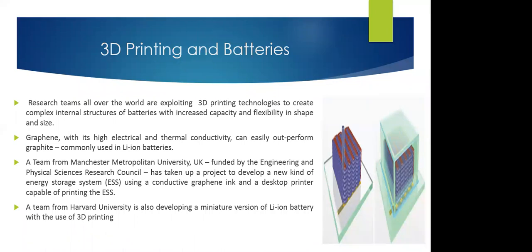In the UK, a project funded by the Engineering and Physical Sciences Research Council has taken up the development of a new kind of energy storage system using a conductive material, with a desktop printer capable of printing graphene with high electrical and thermal conductivity. What is thermal conductivity? Thermal conductivity depends on the material. And it can easily outperform graphite commonly used in batteries.